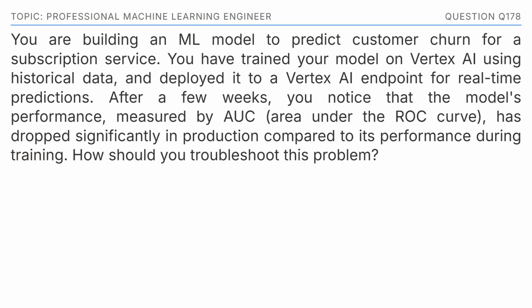You are building an ML model to predict customer churn for a subscription service. You have trained your model on Vertex AI using historical data and deployed it to a Vertex AI endpoint for real-time predictions. After a few weeks, you notice that the model's performance, measured by AUC, area under the ROC curve, has dropped significantly in production compared to its performance during training. How should you troubleshoot this problem?